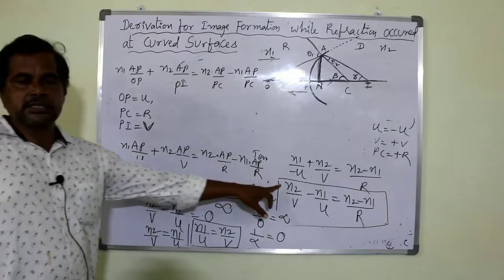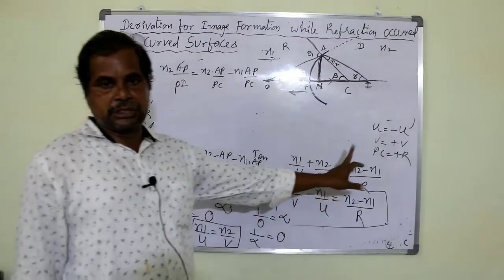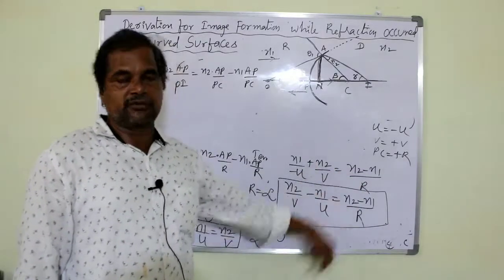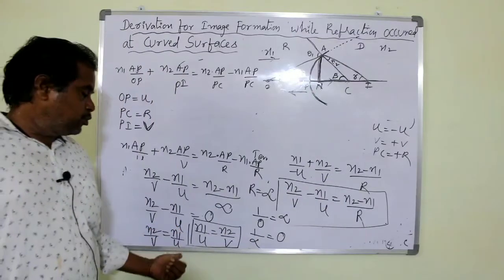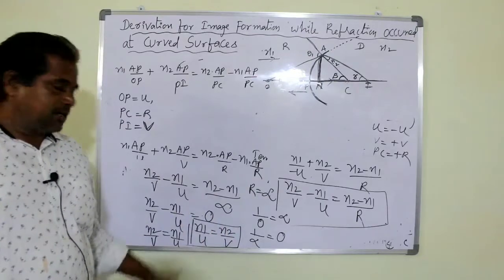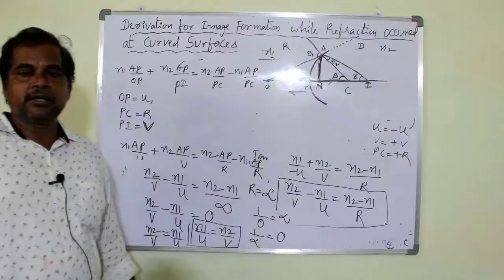For curved surfaces, n2 by v minus n1 by u is equal to n2 minus n1 by r. For plane surfaces, n1 by u is equal to n2 by v.